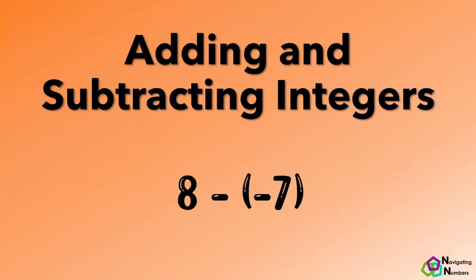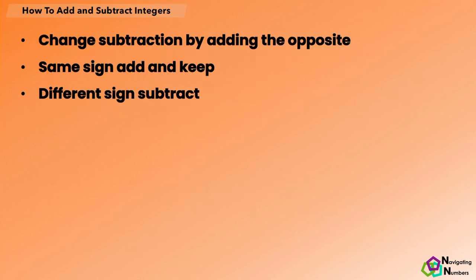In this lesson, we're going to look at how to add and subtract integers. Now, when you have a subtraction problem with two integers, what you're going to do, at least in this video, is change the subtraction into addition, and we do that by just adding the opposite. And now, once you have the addition problem of two integers, you need to keep in mind two rules.